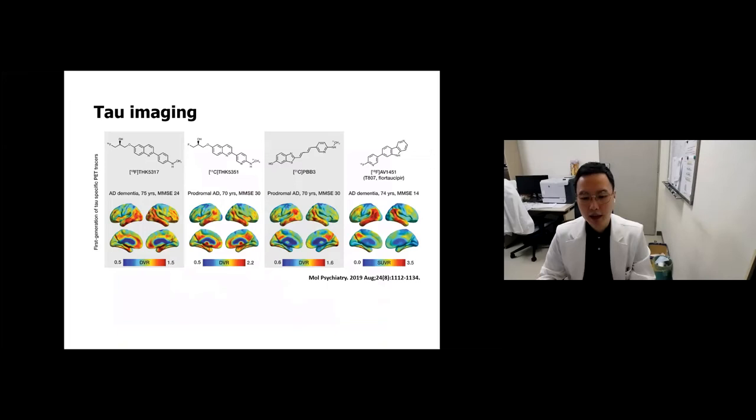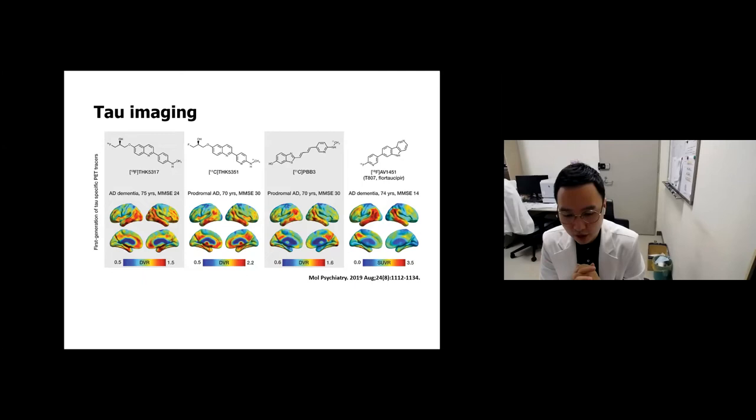Tau PET is a relatively new modality, and the ligands that have been evaluated to date are considered first generation compounds. However, these first generation compounds suffer from some limitations, the most commonly known being off-target binding. However, autoradiographic studies have shown that flortaucipir has good specificity to tau filaments. As a result, flortaucipir is currently the first FDA approved tau agent to be used in the clinic.